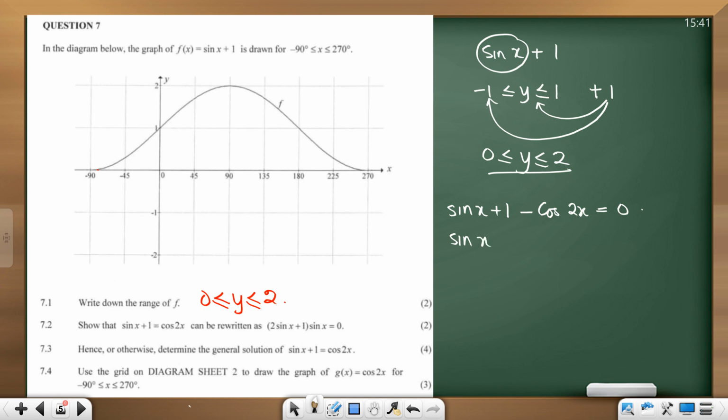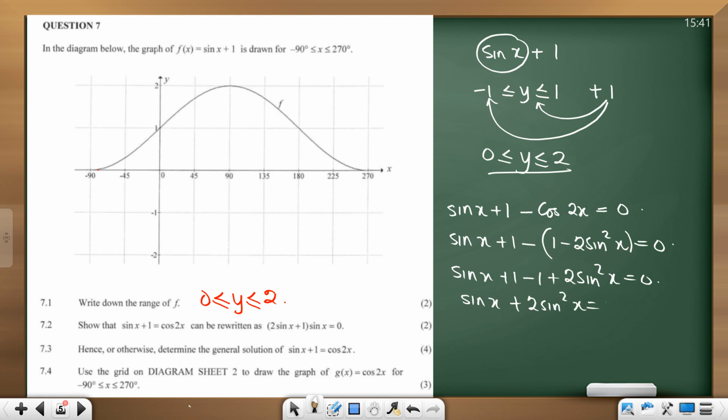What do we have? Sine x plus 1 minus, brackets please, 1 minus 2 sine squared x equals 0. Let's see. Can we expand together? What do we have? Sine x plus 1, can we multiply in? Negative 1 plus 2 sine squared x equals 0, the 1 and the 1 would go, right? What do we have left? Sine x plus 2 sine squared x equals 0. What's common? All right, sine x. What do we have? Sine x times 1 plus 2 sine x equals 0. And we are done.